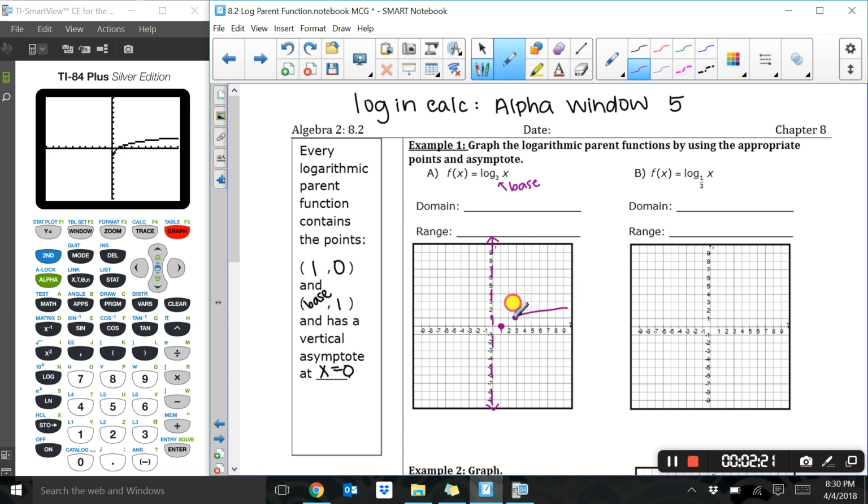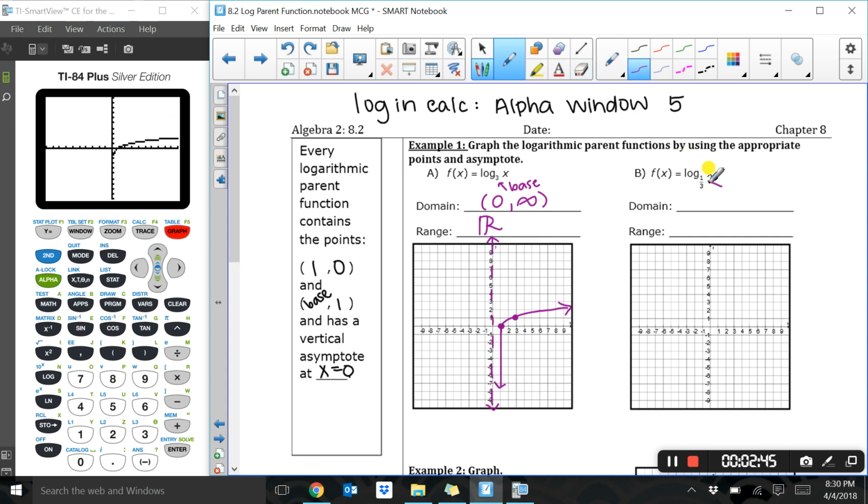And then your log parent function is going to come around and look like this. It's not going to touch that asymptote. It's just going to get really close to it. Your domain for all of these today is going to be 0 to infinity. Remember, we have a parenthesis because it doesn't actually touch 0. It just gets really, really close to it. And then your range is all real numbers. And that's kind of what our calculator graph looks like as well.